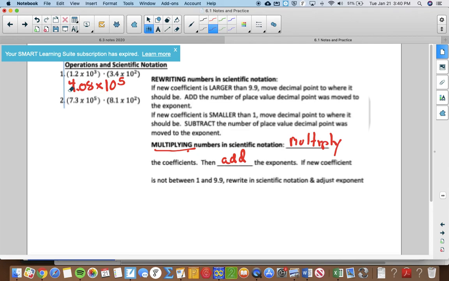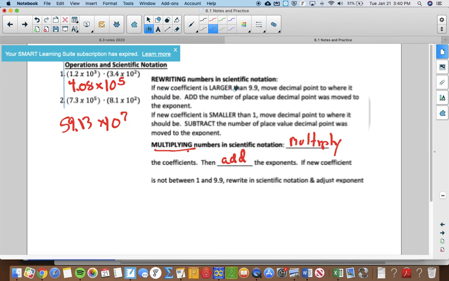I paused there because you're going to see what happens on number 2. So again, we're multiplying 7.3 times 8.1. We get 59.13 times 10 to the, add the 5 and the 2 together. That gives you 7. Now, this number right here is non-scientific notation.